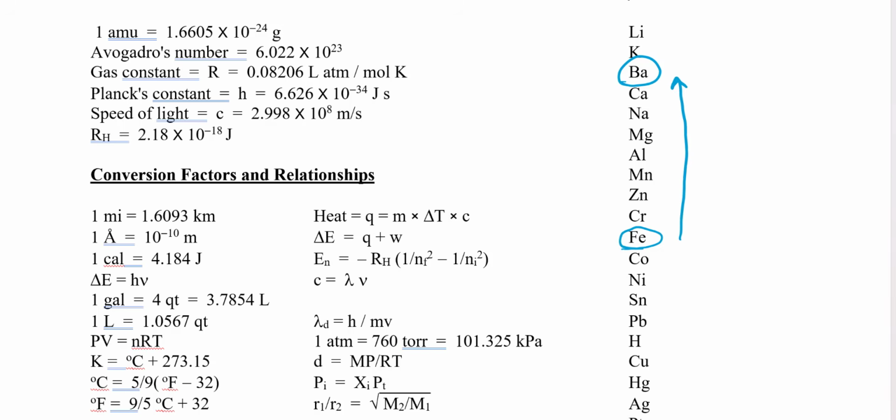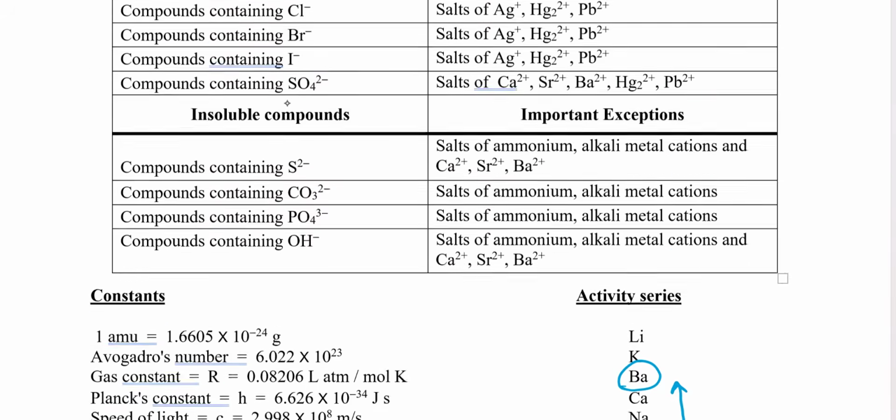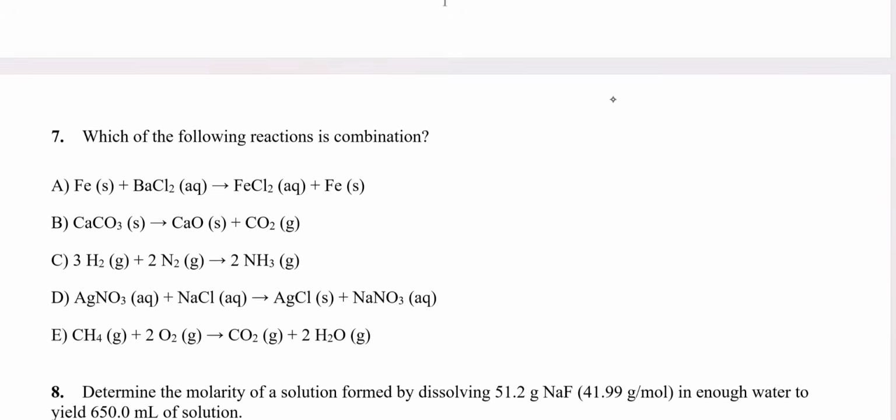Iron also cannot form barium in a single displacement reaction. So the answer is B.